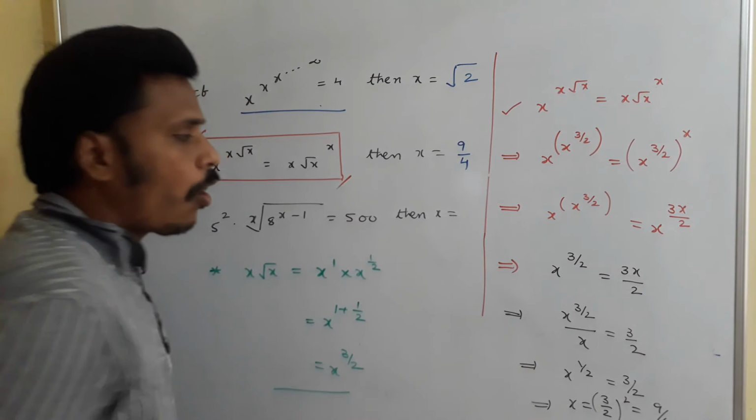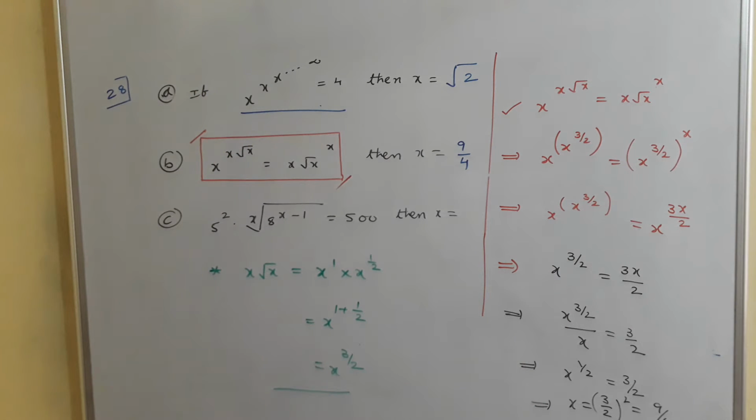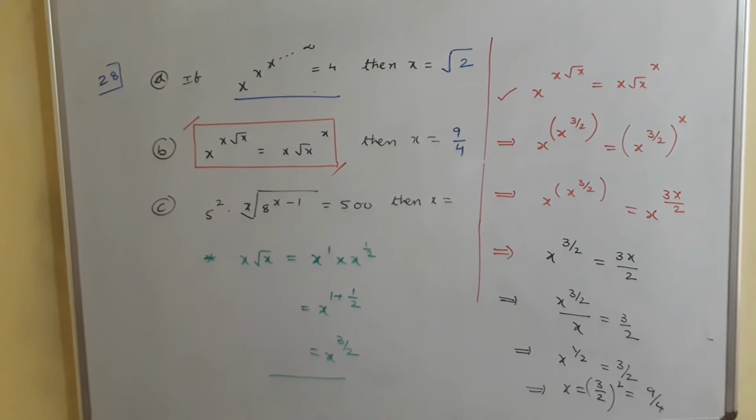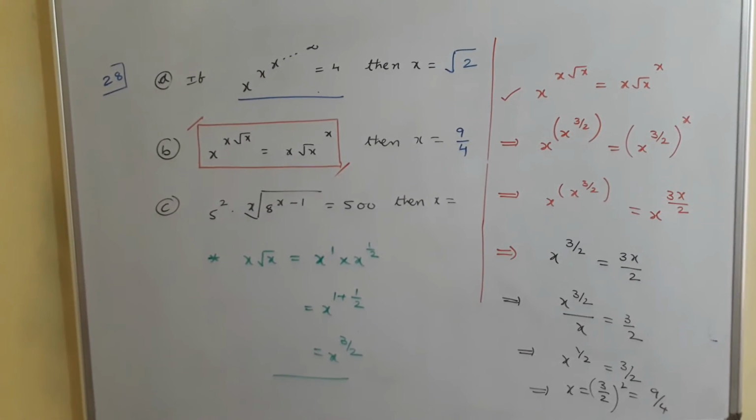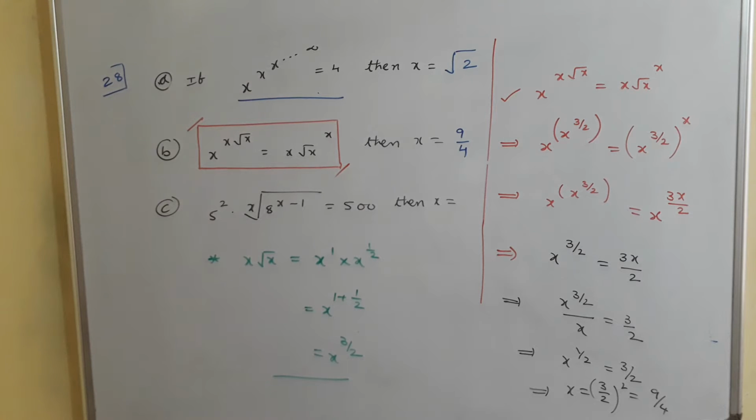This is the way of simplification. This is the way of solving the given exponential equation. Okay, just have a look. Initially, we rewrite x root x as x power 3/2, and on simplification, at the end our answer is 9/4. Okay, that's the problem.